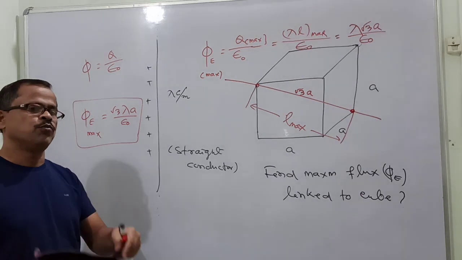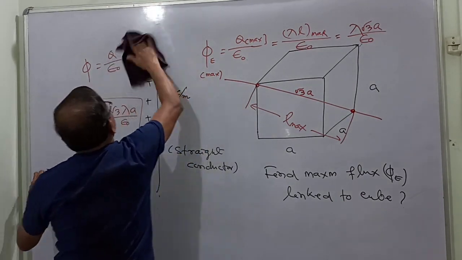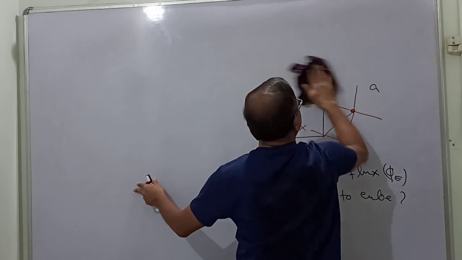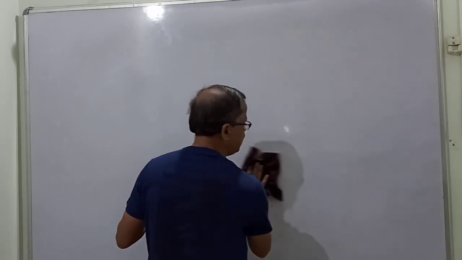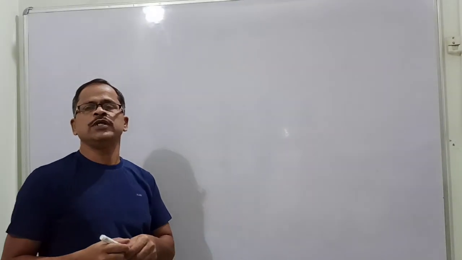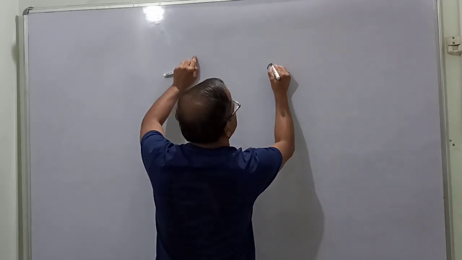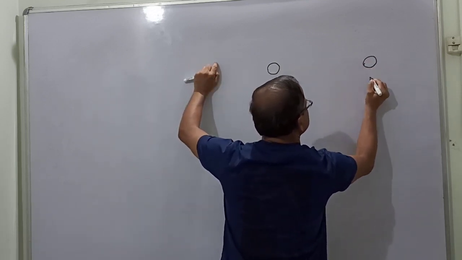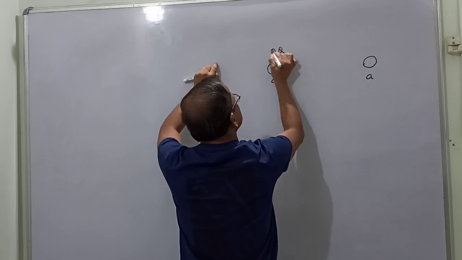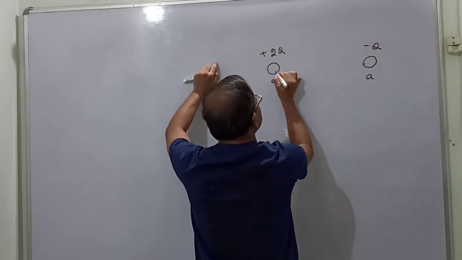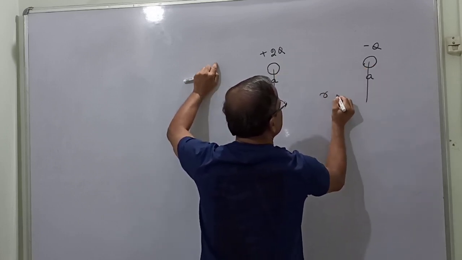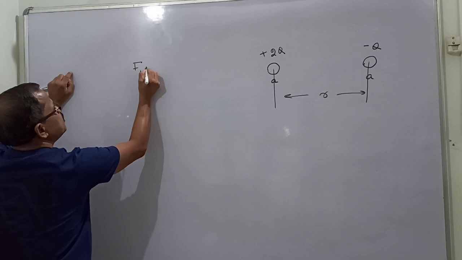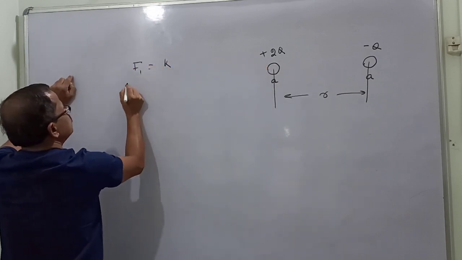Now come to question number 4. Please note down, question number 4 is given: there are two spheres. This is a sphere of radius a. This is another sphere of radius a, but it carries charge 2q, and this one carries charge minus q, and the distance between them is r. Then find out the force between them. The magnitude of the force between them is equal to how much?